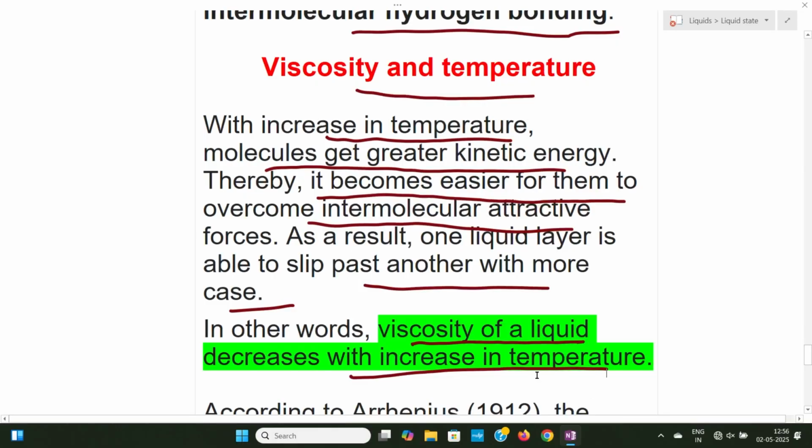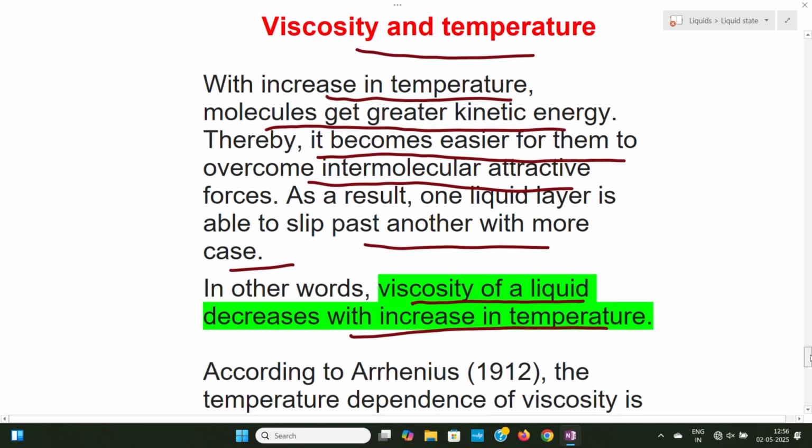If we increase the temperature, the first thing is kinetic energy will increase. If the kinetic energy increases, the molecules can overcome the intermolecular attractive forces, thereby the viscosity will decrease. Okay, I hope you understood the effect of temperature on viscosity.